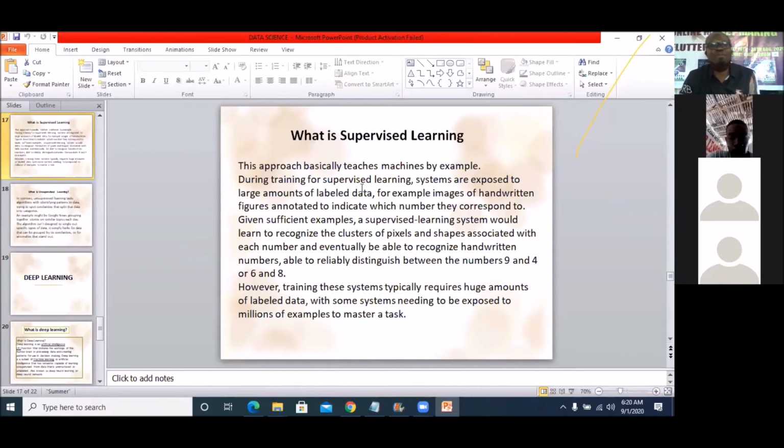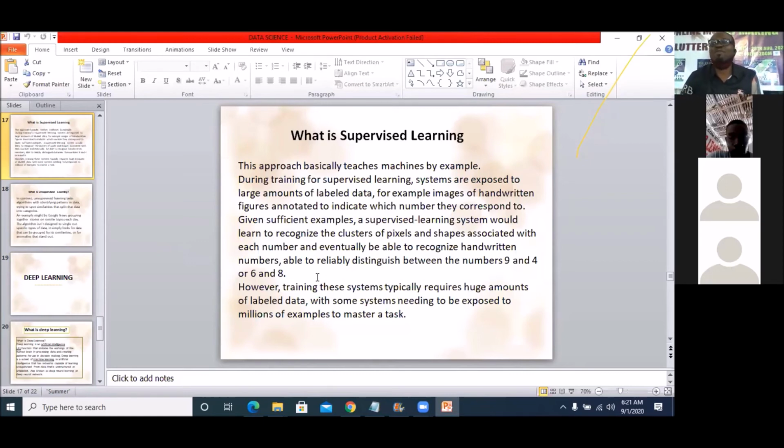Okay, so to look at it one by one, in supervised learning, this approach basically teaches the machine by example. During training for supervised learning, systems are exposed to large amounts of labeled data. That word, that's the key word for supervised learning, labeled data. For example, images of handwritten figures are notated to indicate which number they correspond to. Given sufficient examples, a supervised learning system will learn to recognize the clusters of pixels and shapes associated with each number and eventually be able to recognize the handwritten numbers, able to reliably distinguish between numbers 9 and 4, 6 and 8.